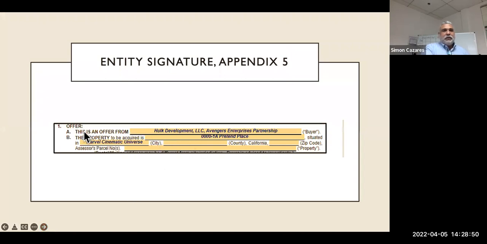Again, here's another example, an offer. This is on the first page of your purchase agreement. If you are representing a corporation or a partnership, this is how it is, just based on the corporation. Most real estate professionals, when they buy investment properties, use their LLCs or their corporation. So if you're going to submit an offer as a corporation, you want to put it as illustrated and licensed in the state of California. So here's an illustration: the Hulk Development LLC, or the Avengers Enterprise Partnership.